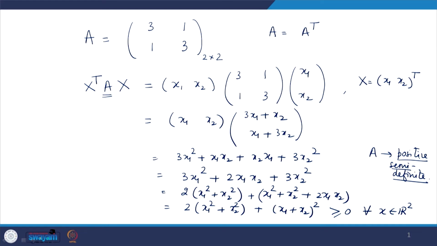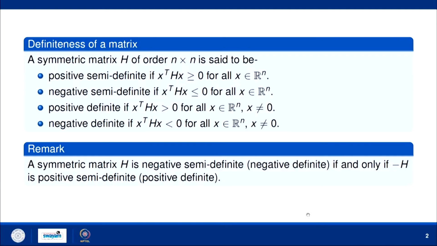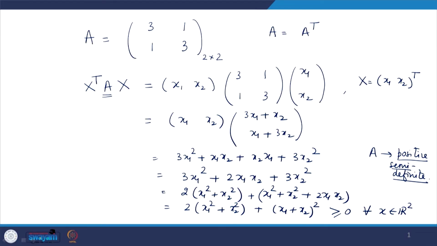Now, in fact, this matrix is positive definite. Why am I saying this? Because it is 0 only when x equals 0. X equals 0 means x1 and x2 are both 0. So if you go to the definition, x transpose Hx is greater than 0 for all x belongs to R n and x not equal to 0. Whenever x is not equal to 0, that means x1 and x2 are not both 0, and this is always strictly greater than 0. So, this matrix is in fact positive definite.